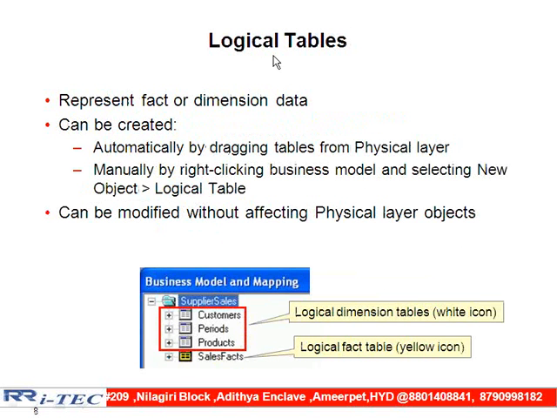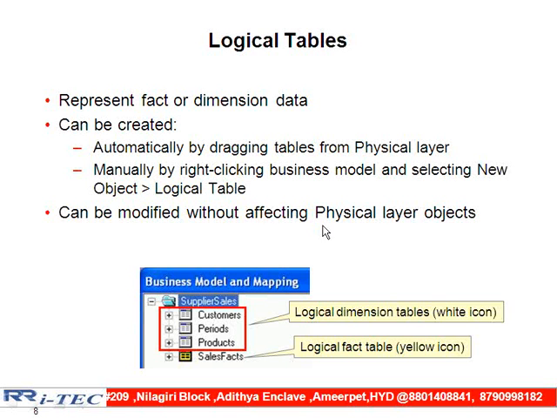Now, what do you mean by logical tables? Very simple. Logical tables are of two types. One is the fact table. Second is what, sir? Dimension table. Fact table means if you have the hash symbol, then it is called a fact table. Without the hash symbol, it is called a dimension table. Now, can we create it automatically by dragging tables from the physical layer? Yesterday we did or not, sir? We just dragged and showed that. Next, manually by right-clicking a business model and selecting new object, logical table. Yesterday we followed this step also. Correct or not? Yes.